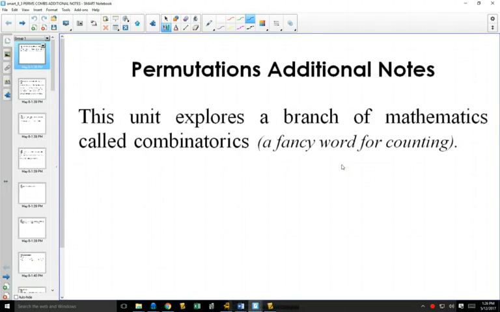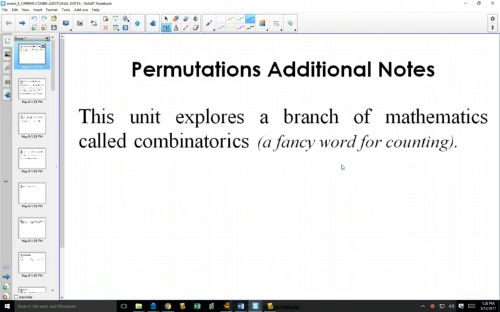A lot of the concepts that we're going to be doing in these additional notes are the same or similar to what we've already done in our first note. So some of it's going to be review, but there are some parts to permutations that weren't covered in your textbooks that we're going to look at. And then I have a number of questions that we're going to do as well.